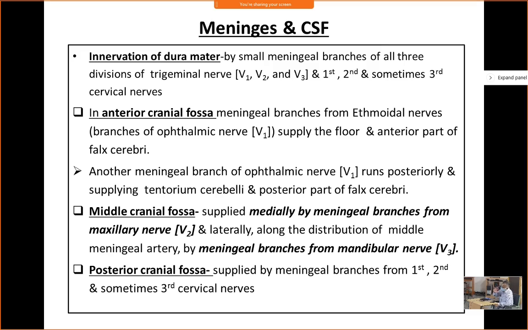But the headache due to hypertension and the headache due to spondylitis are different, because in hypertension the headache will be all around the skull, but in cervical spondylitis it is mainly confined to the posterior cranial fossa. That is why it is more confined to the posterior aspect of the skull. Okay.